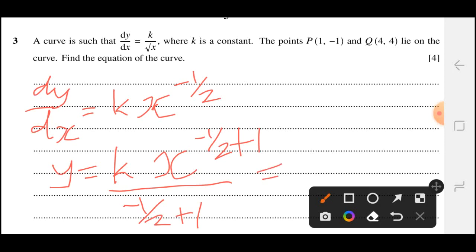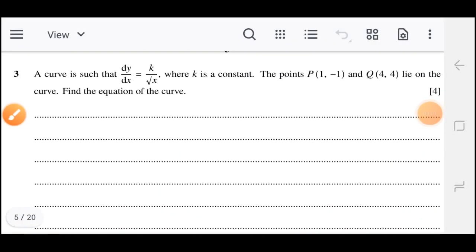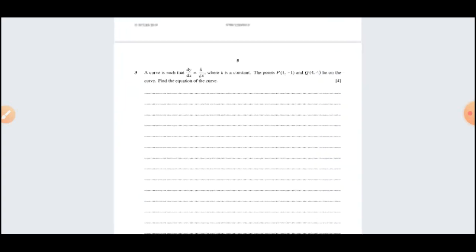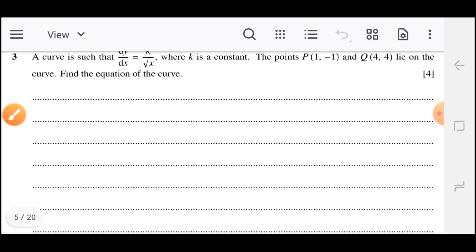Right. This will give us 2k x to the power half plus a constant that we shall denote by c. Right, so next, what we do now is to use these points here.